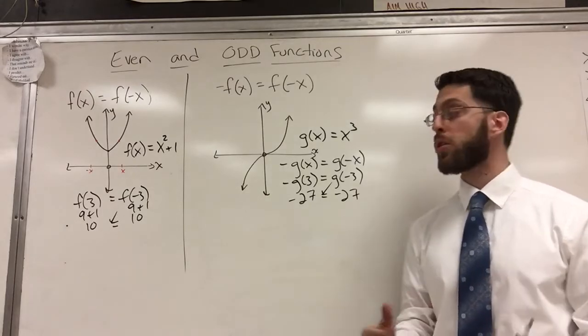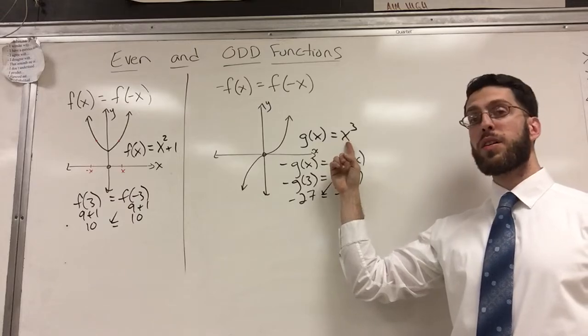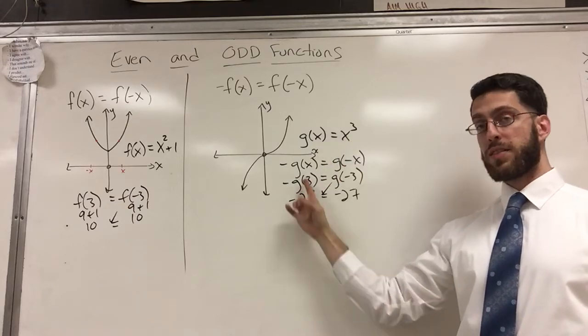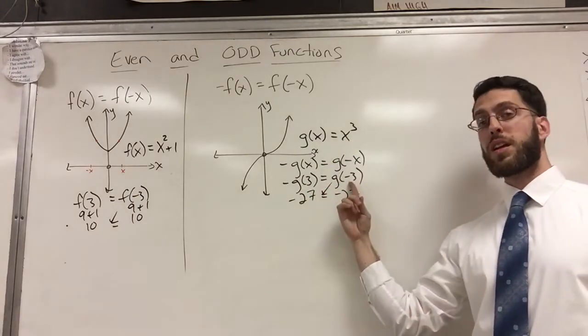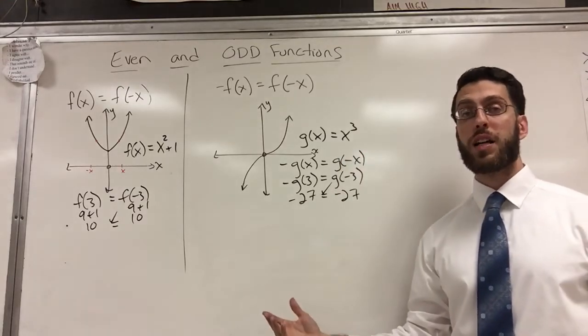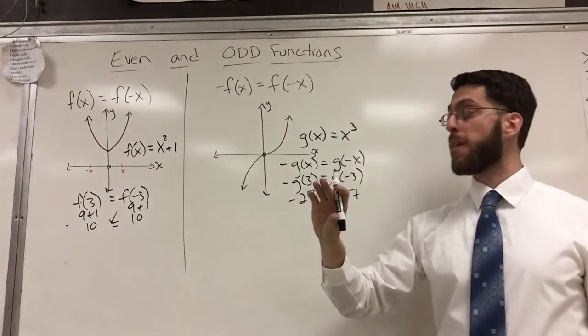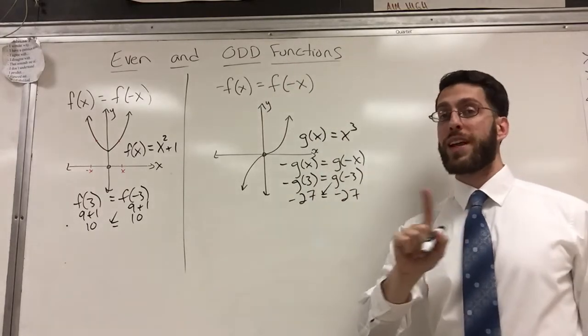Basically, it's pick your favorite number, plug it into this, plug it into here, and then negate it. That's this one. Or take your favorite number, make it negative, plug it into here, and see what happens. If they're the same, you got an odd function. So I just proved that this is odd. All right. Now I'm going to prove that it's not even.